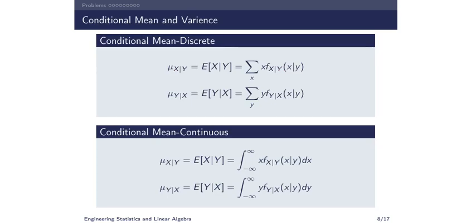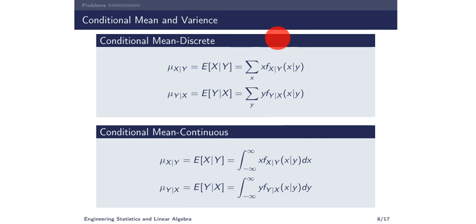Now, conditional mean and variance. The conditional mean for a discrete variable, the representation is also very important: mu of x given y is the expectation of x given y. So expectation of x is the summation of x times f x of x, but here it is x given y. So x into f x given y of x given y, and mu y given x will be similarly y into f y given x, of y given x.